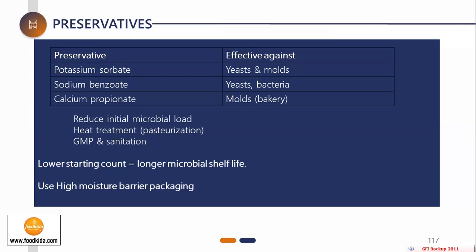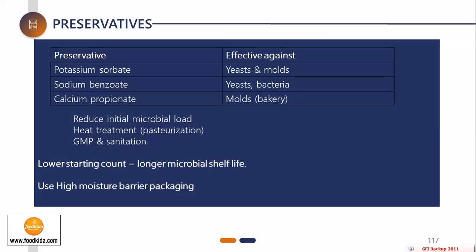Then calcium propionate for molds. This is used in bakery a lot, for cupcakes. Who is the supplier for calcium propionate? There's only one supplier in India, Fine Organics. So other things, you should have Fine Organics.